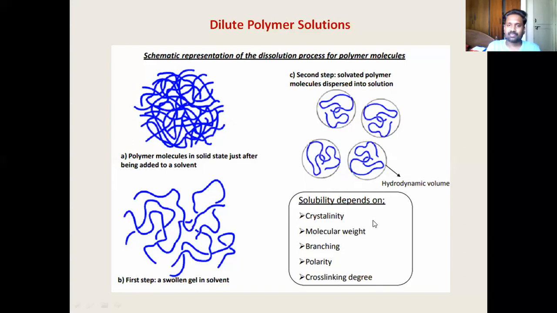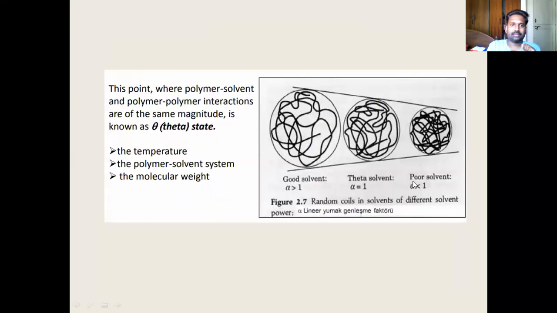Now you can see that the solubility of the polymer itself depends on a lot of factors. Crystallinity of the polymer, whether it is in amorphous or crystalline state, all those things. And very important is the molecular weight. The same polymer with different molecular weights has different solubilities, and branching and polarity, all these of course affect. Cross linkages are also very important, particularly for the hydrodynamic volume. Branching and cross linkages are very important. Okay, fine.